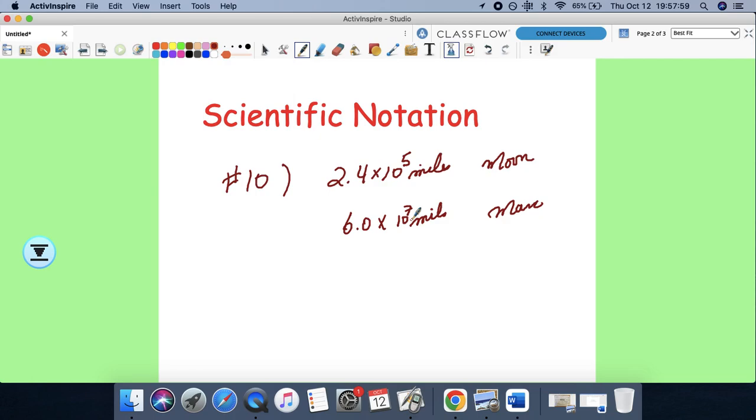Okay, 10. So what we can do is take 6.0 times 10 to the 7th, and divide by 2.4 times 10 to the 5th. If you think about it, 10 to the 7th over 10 to the 5th, we're left with 10 to the 2nd. And 6 divided by 2.4, can we change that?